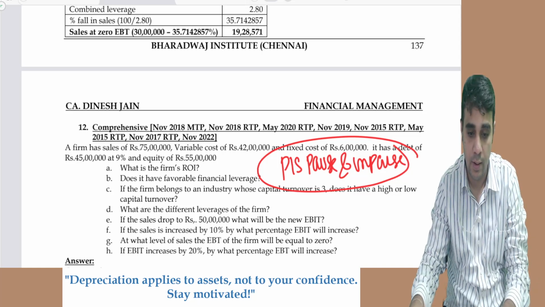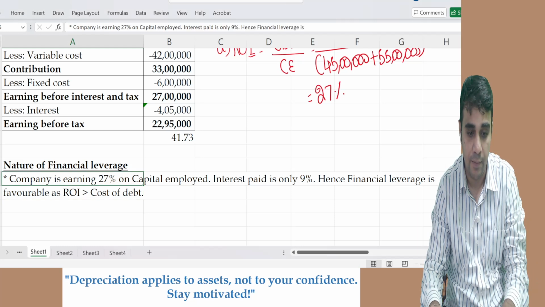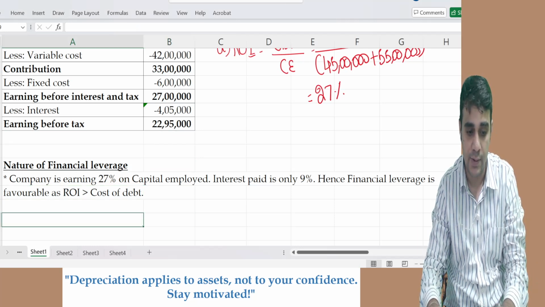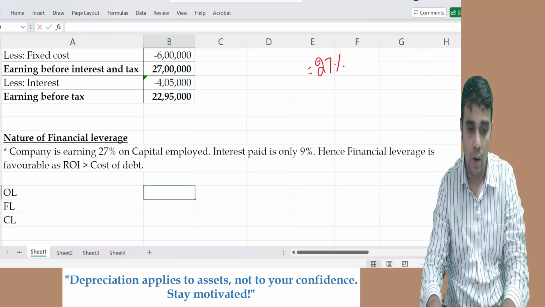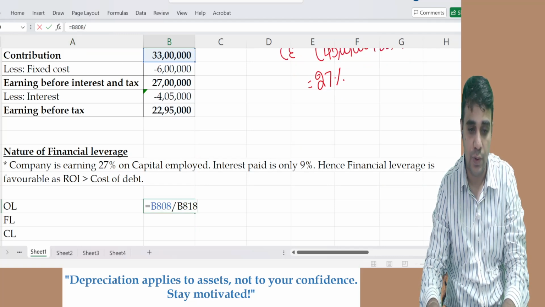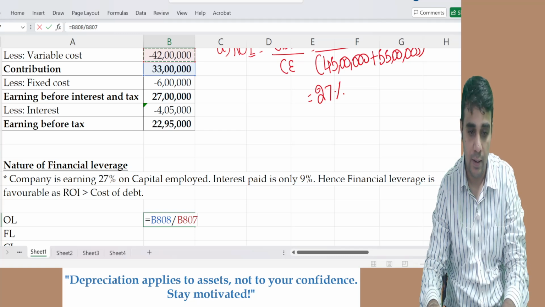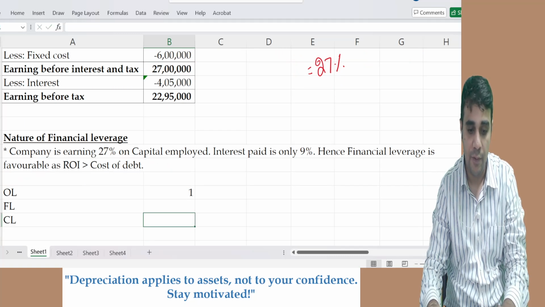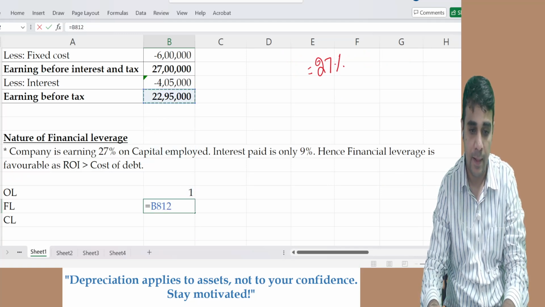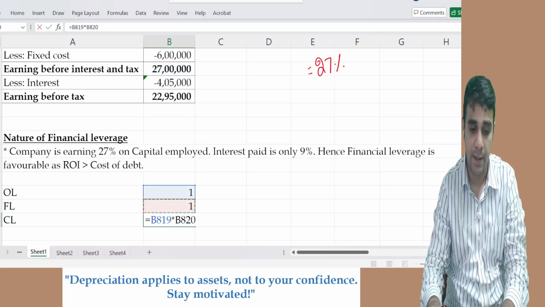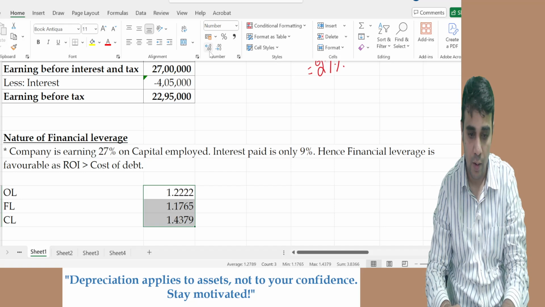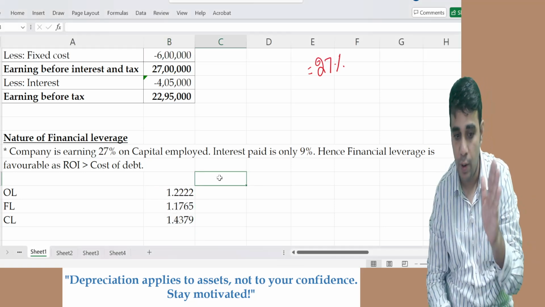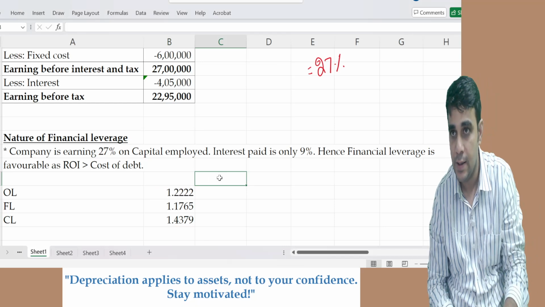The question had asked for different leverages of the firm. So we do all the 3 leverages. I'll keep it as 3 decimals: OL, FL, and CL. Operating leverage is contribution divided by EBIT. Financial leverage is EBIT divided by EBT, and combined leverage is the multiplication of the two. 1.22222 times, 1.1765 times, 1.4379 times.